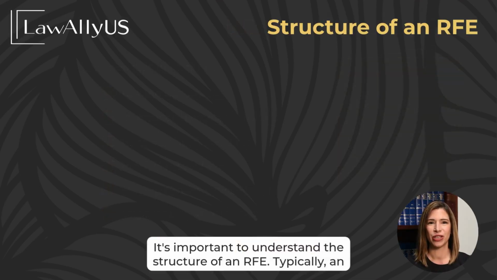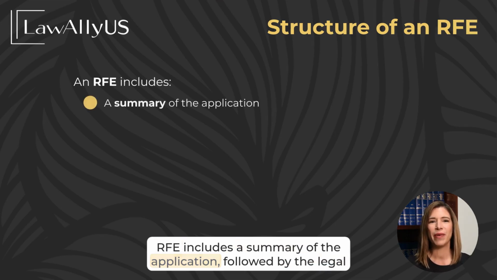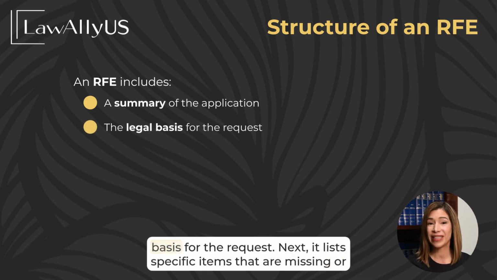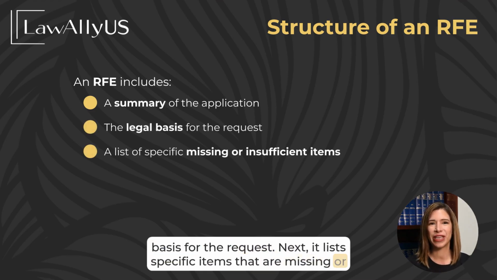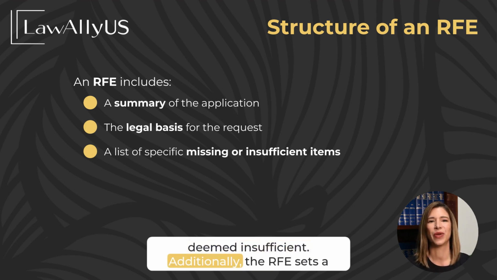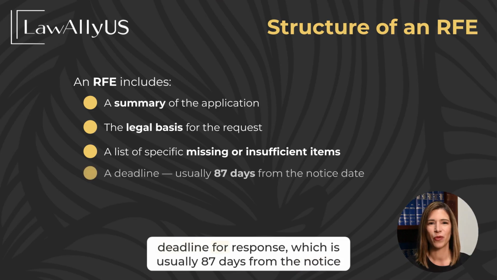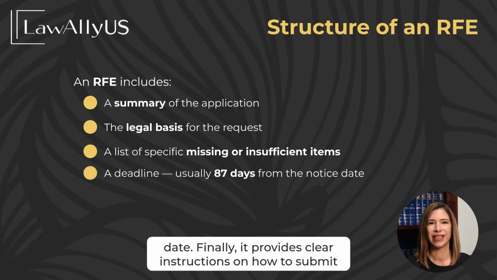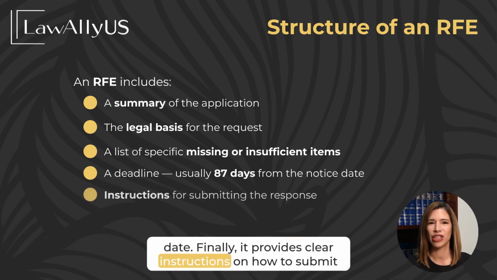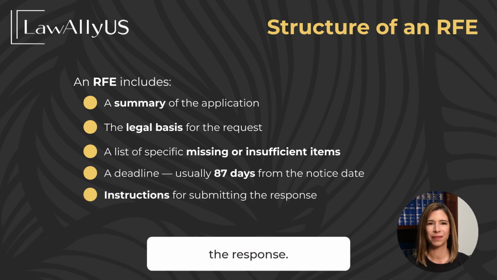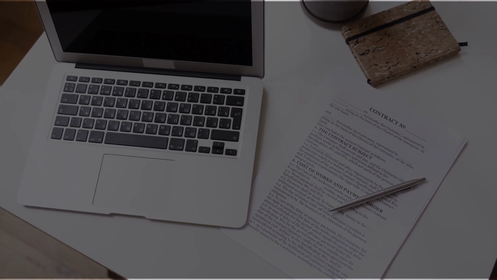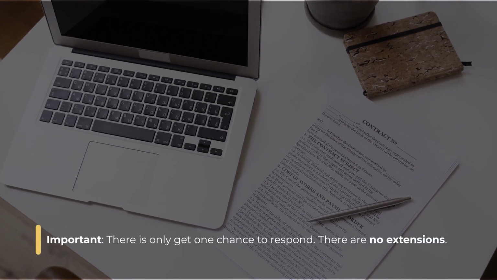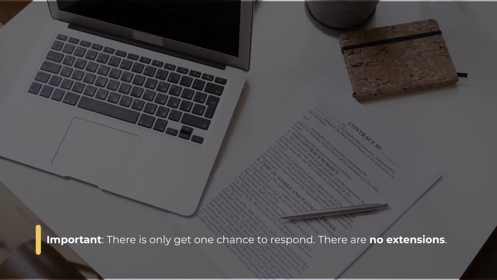It's important to understand the structure of an RFE. Typically, an RFE includes a summary of the application, followed by the legal basis for the request. Next, it lists specific items that are missing or deemed insufficient. Additionally, the RFE sets a deadline for response, which is usually 87 days from the notice date. Finally, it provides clear instructions on how to submit the response. It's crucial to keep in mind that you only get one chance to respond, and extensions are not allowed.